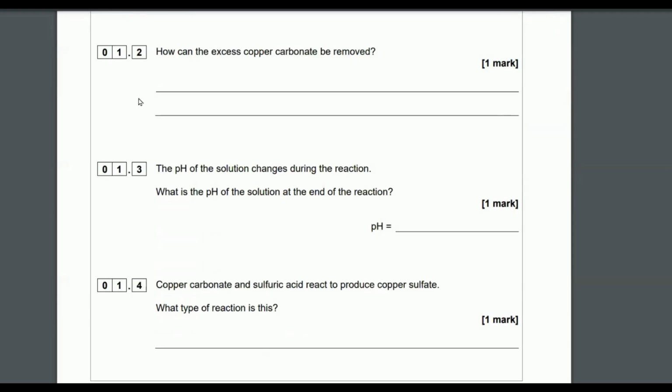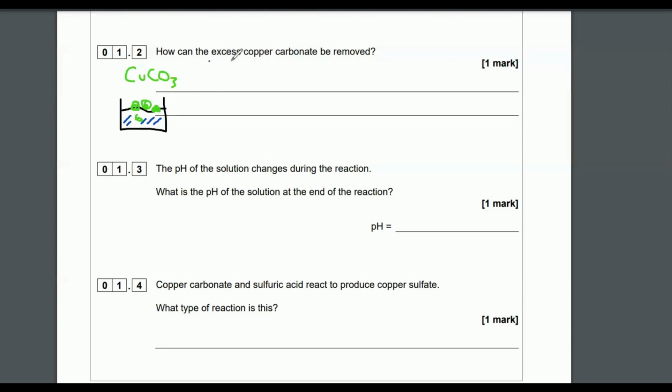How can the excess copper carbonate be removed? So think about it. You've got this salt and water because that's what you make when you neutralize a carbonate with an acid. But now you've got this solid green copper carbonate floating around inside our water and salt. In fact, we said we've made copper sulfate. So we've got copper sulfate solution, which is blue. Copper sulfate's a blue crystal salt, and that's floating around in water. And we've got this green copper carbonate.